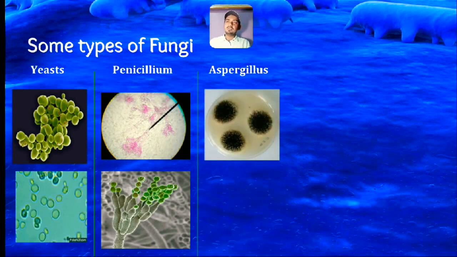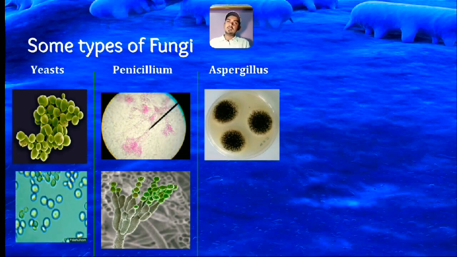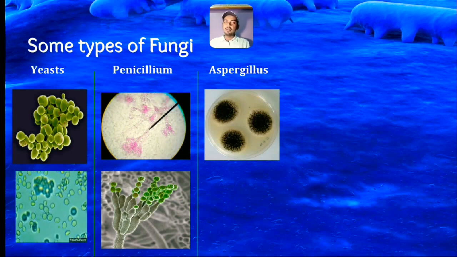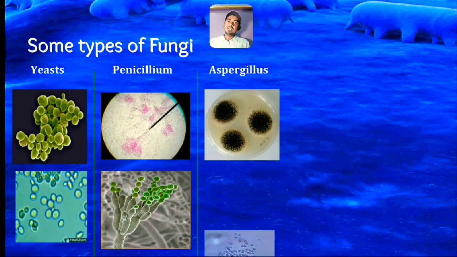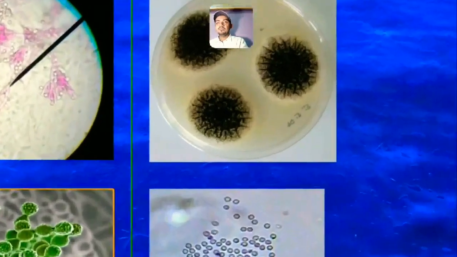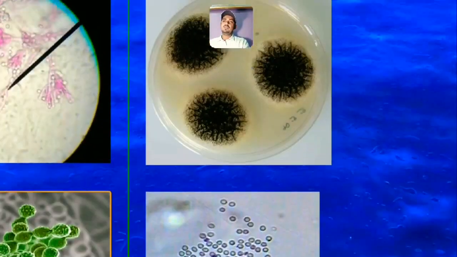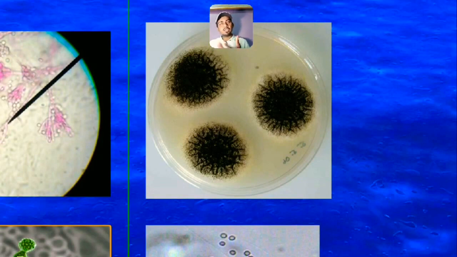Aspergillus looks like this. It can be cultured in a laboratory. It is again multicellular. Only yeast is unicellular. Otherwise, all are multicellular. In a microscopic view, it looks like this. It looks like this on a microscopic level, and it looks like this when cultured in a laboratory.